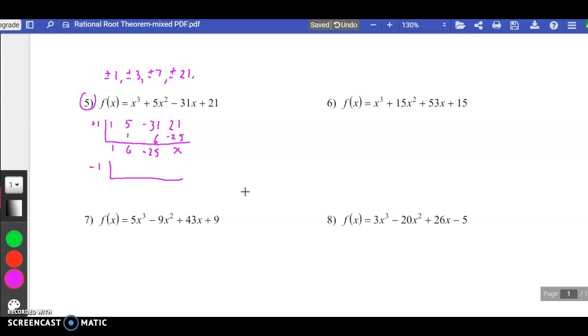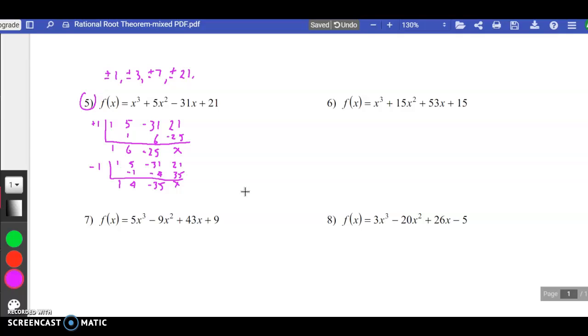And rewrite this. 1, 5, negative 31, 21. Bring down the 1. Negative 1 times 1 is negative 1. 5 minus 1 is 4. Negative 1 times 4 is negative 4. Negative 31 plus negative 4 is negative 35. Negative 1 times negative 35 is 35. I think I did something wrong on that one, but it does not give you 0 as a remainder anyway.